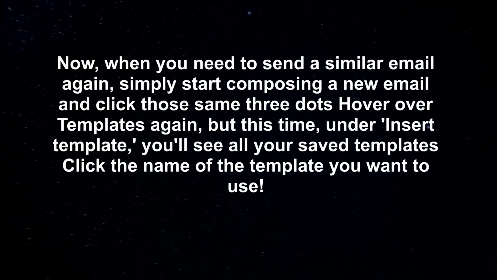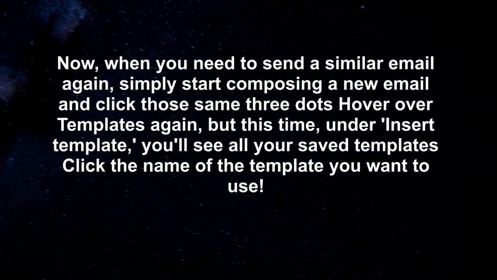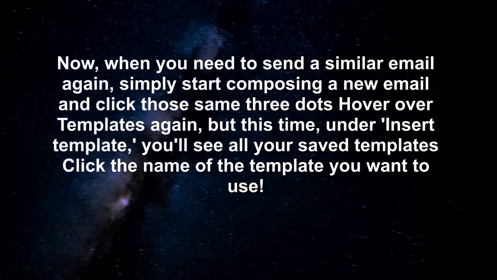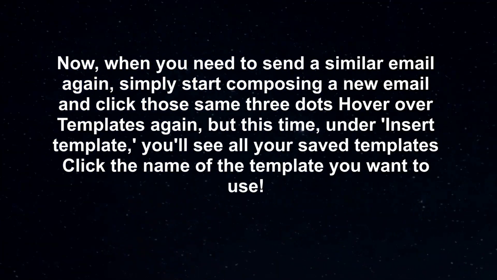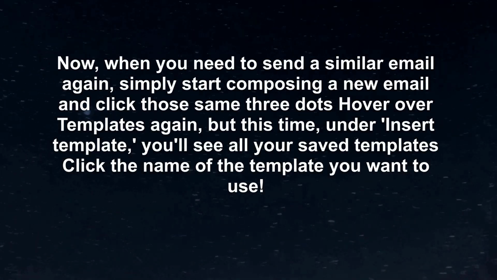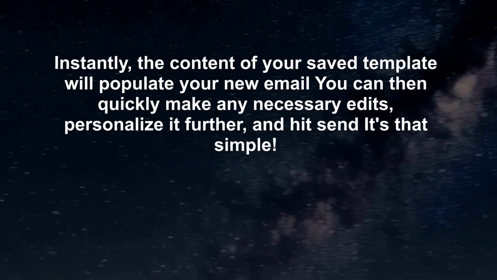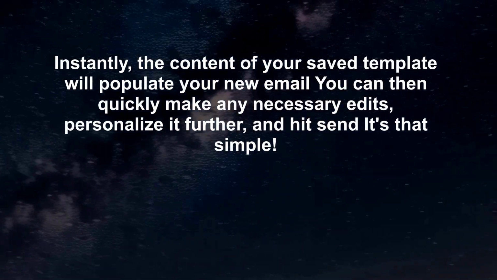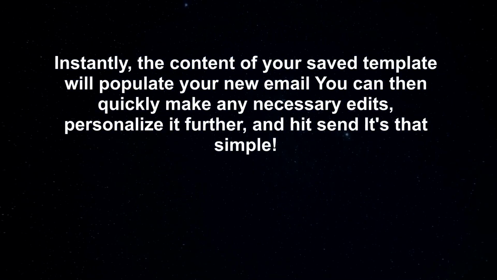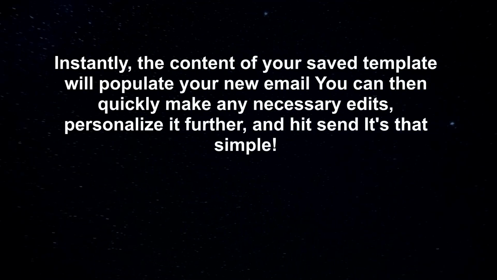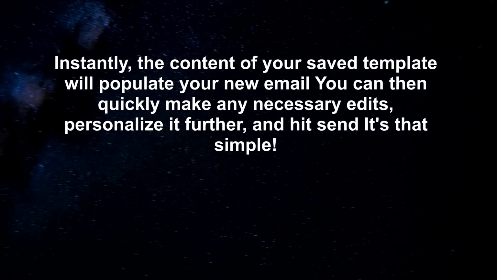Now, when you need to send a similar email again, simply start composing a new email and click those same 3 dots. Hover over Templates again, but this time under Insert Template. You'll see all your saved templates. Click the name of the template you want to use. Instantly, the content of your saved template will populate your new email. You can then quickly make any necessary edits, personalize it further, and hit send.